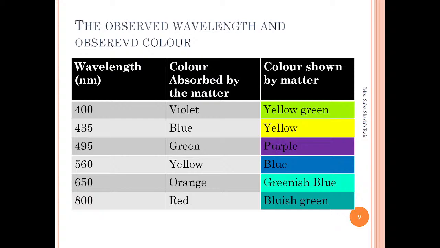This table is important. A blue color solution will absorb yellow light, and it will be measured at 560 nanometer. Greenish blue will absorb orange light and has a wavelength of 650 nanometer. Bluish green will absorb red light and has a wavelength of 800.